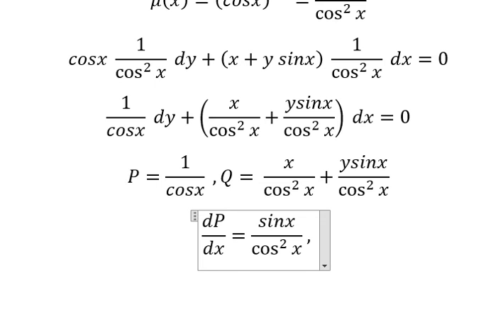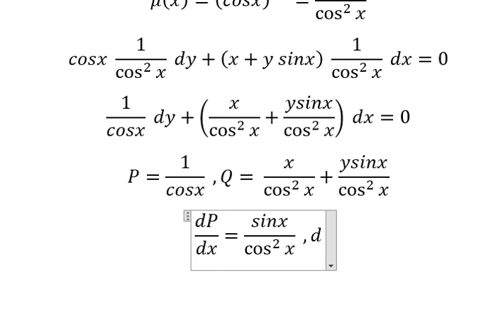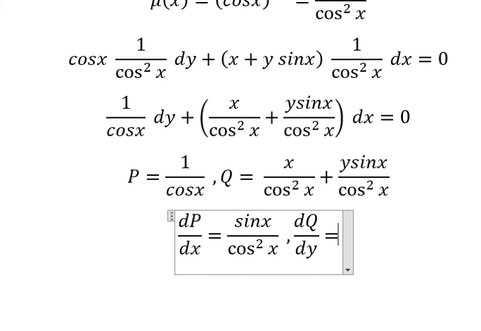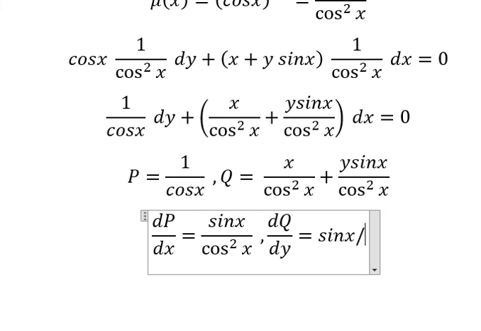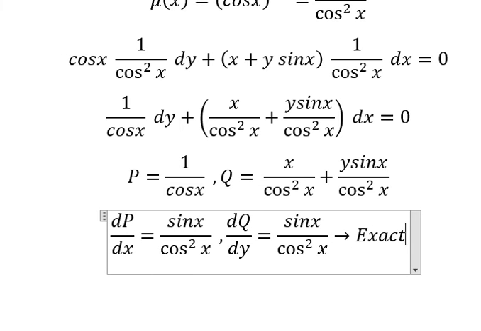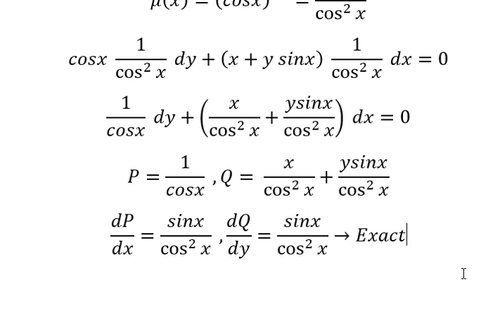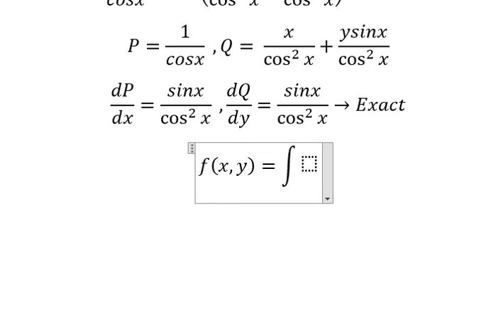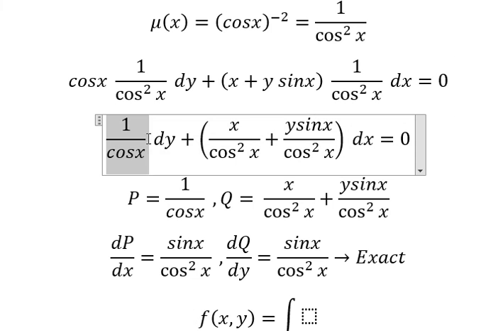We have dx. That means we need to do first the derivative of q with respect to x. So we have sine x over cosine x square. So they are exact in here because this one is same with this one. Now we need to set up the function f of x, y. So f of x, y equals to the integration of this one.